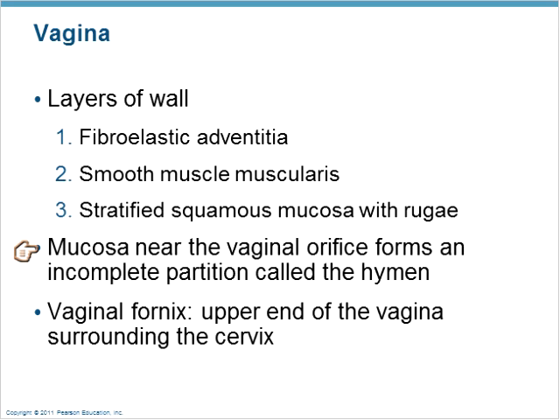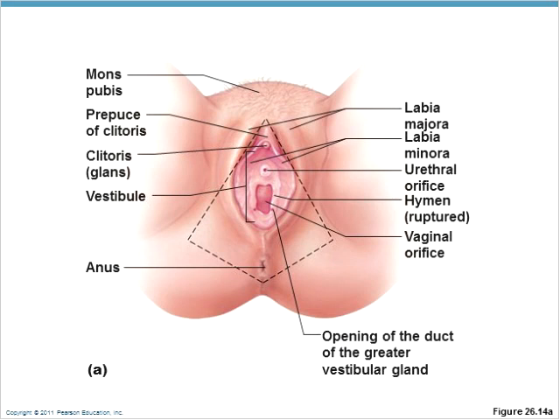Mucosa near the vaginal orifice forms an incomplete partition called the hymen in the asexual or presexual female. The vaginal fornix is the upper end of the vagina surrounding the cervix. And you can see that right here.